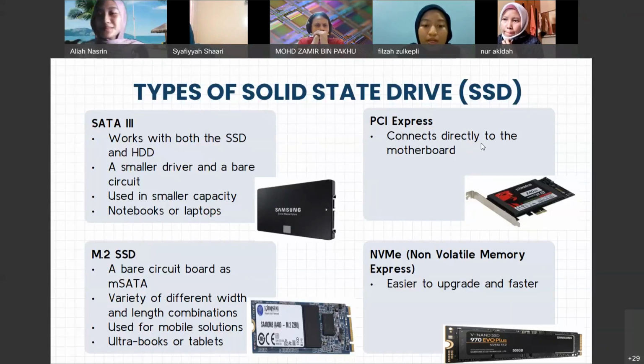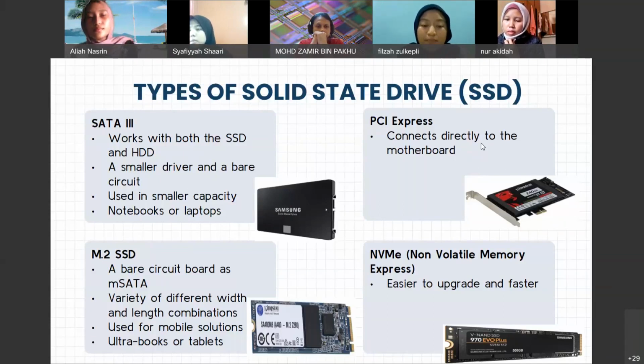PCI Express. Okay, PCI Express, or Peripheral Component Interconnect Express, connects directly to the motherboard for a direct flow of data, which in turn supports the SSD writing speed to around 1 gigabyte per second. As the interface, the SSD uses the PCIe slot.